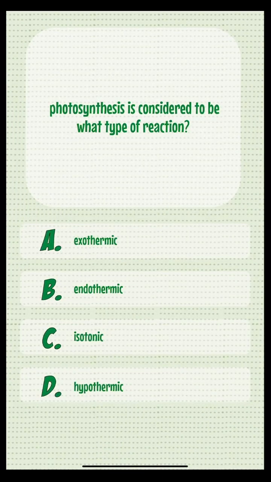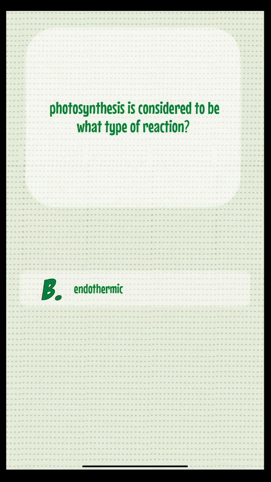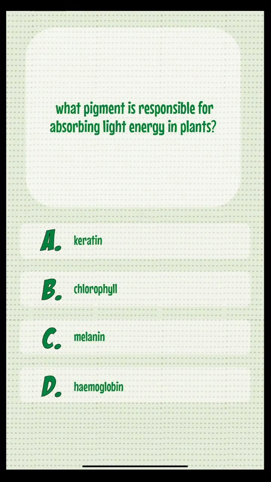Photosynthesis is considered to be what type of reaction? We just said this one. Hopefully everyone knows. Endothermic, let's remember that. It's taking in light. The best way to remember it, it needs light for it to happen. Light is giving it energy, so it's going to be B. Yep, exactly. What pigment is responsible for absorbing light energy in plants? So what part of the plant absorbs the light energy? A, B, C, or D, let me know. And then tap on the screen a few times.